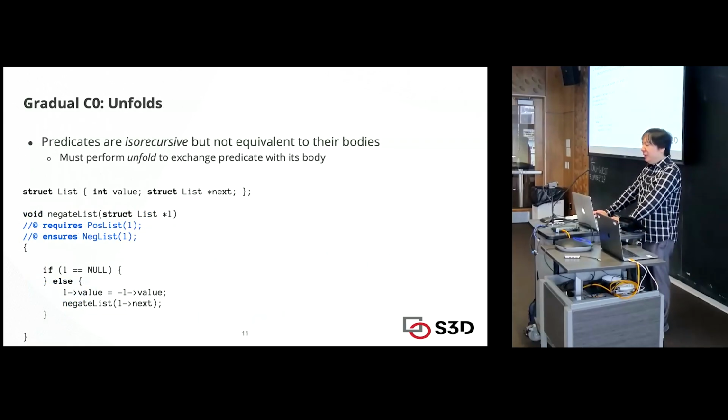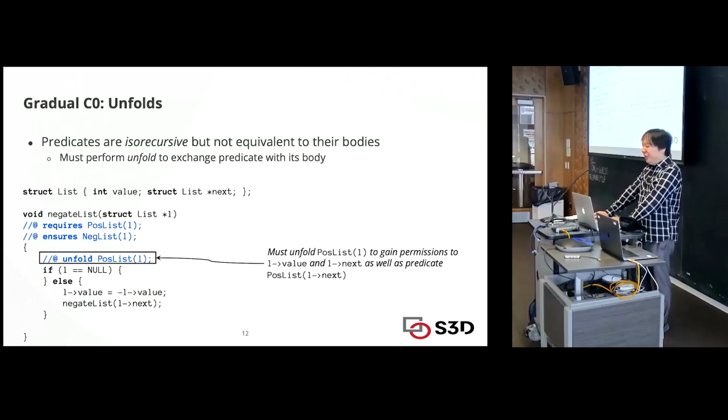So let's write a function that recursively negates the entire list. Now, if we verify this function, it would fail because predicates are what are called isorecursive. They are isomorphic to, but not equivalent to their bodies. The assignment to L arrow value would fail because the permission in the body of the pos list predicate is not accessible.